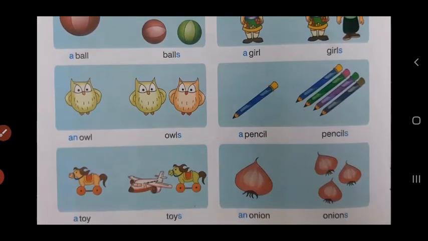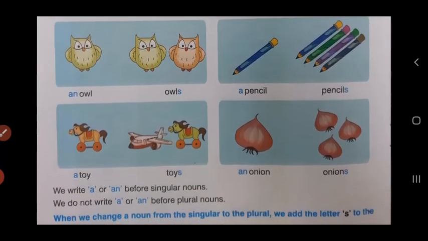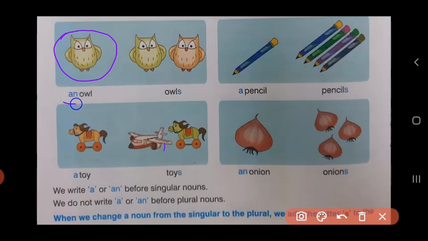Let's see some more examples. Here we have a picture of an owl. Owl means a bird. And children, because it is one, it will be singular. And I write it as an owl. Why an? Because owl starts with O and O is a vowel. And any word which starts with a vowel has an before it.